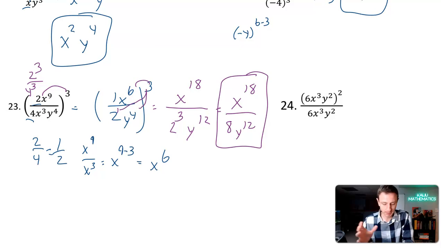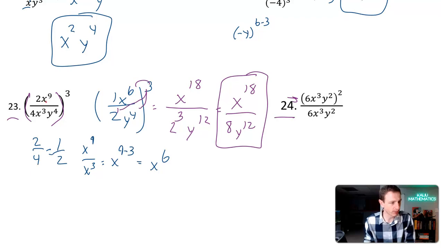And then 24, here we have a power to a power on the top. I have this power to a power on the top, and then I have it being divided by that term. Notice the differences between a question like 23 and a question like 24. Look at these two questions. See how in 23 all of this was in the parentheses, and then it was raised to the exponent?